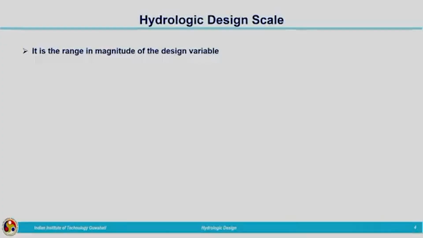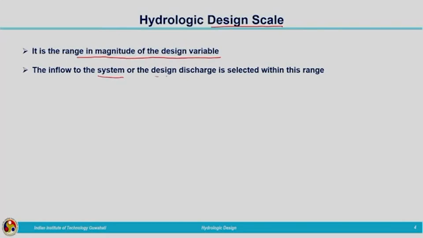So, for this hydrologic design, we need to have a hydrologic design scale. It is the range in which the magnitudes of the design variables are considered. Since these variables, such as the rainfall value or the design discharge value, are represented by means of random processes, in such cases we need to provide a range of design variables. The inflow to the system or the design discharge is selected within this range.